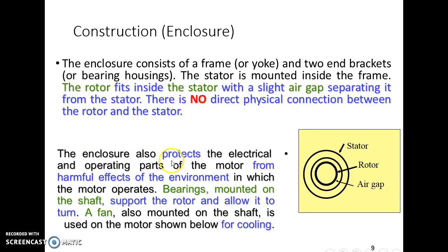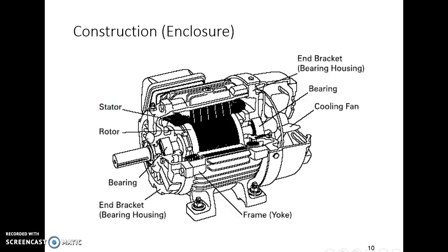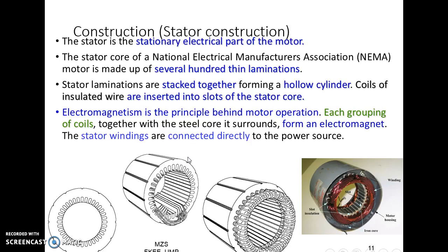The enclosure also protects the electrical and operating parts of the motor from the harmful effects of the environment in which the motor operates. Bearings mounted on the shaft support the rotor and allow it to turn. A fan, also mounted on the shaft, is used on the motor, shown below, for cooling. And this is the construction of the induction motor.